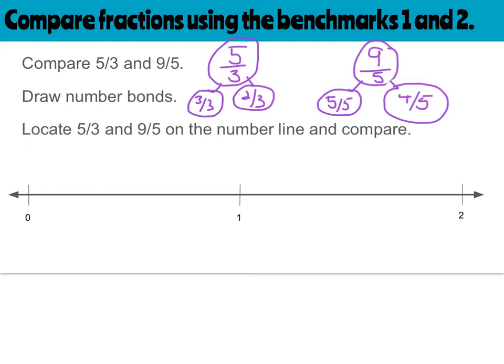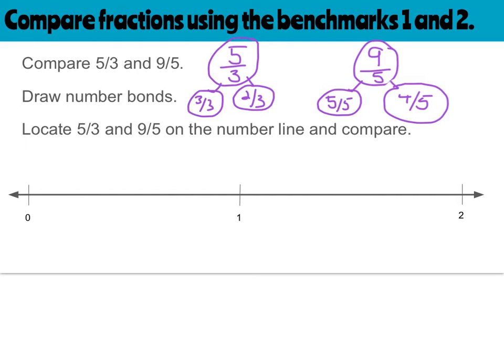All right, I started by drawing my number bonds for 5/3 and 9/5. This helps me to see 1 whole, 5/5, and the fraction that's left over. So when I start to plot, I know both of my fractions are going to be greater than 1 whole, but they're going to be less than 2 whole. So both of my fractions are going to fit in here.